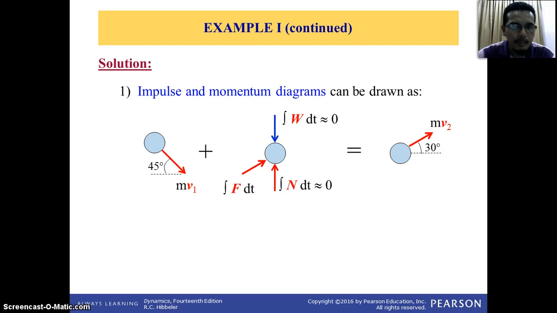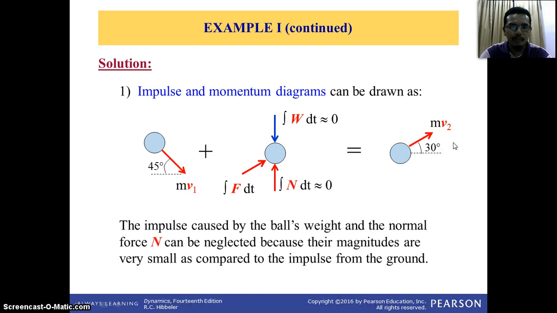Okay, so the impulse and momentum diagrams can be drawn as follows. This one is the initial momentum, with the velocity at 45 degrees. This one is the impulse diagram. So we have the force, we have the normal force, we have the weight, and this equals the final momentum. The impulse caused by the ball's weight and the normal force can be neglected because their magnitudes are very small compared to the impulse from the ground.